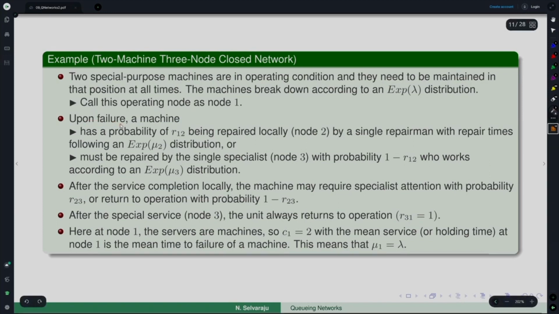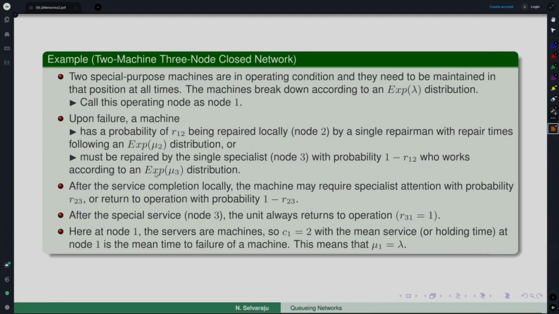Now, upon failure, a machine has a probability of R12 of being repaired locally. This local repair facility we call node 2, which has a single repairman, and the repair time follows an exponential distribution with parameter mu 2. When a machine fails, it can be repaired locally with this probability, or with the remaining probability it must be repaired by the single specialist, which is what we call node 3.